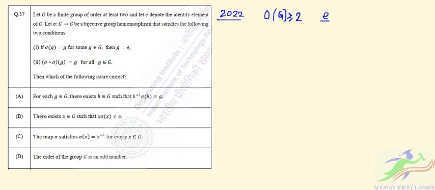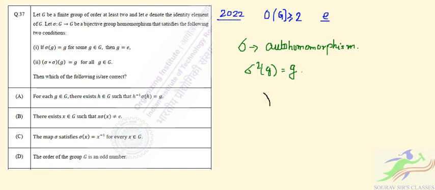So we are given a finite group of order at least 2. Let's check whether the order of the group G is an odd number or an even number. From here we can see that sigma is a bijective group homomorphism, so we can write sigma as an automorphism. So if we write sigma square of g, it will be simply g.